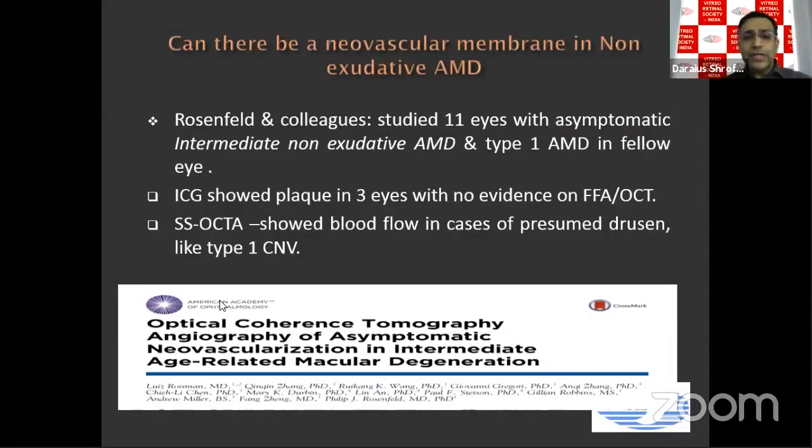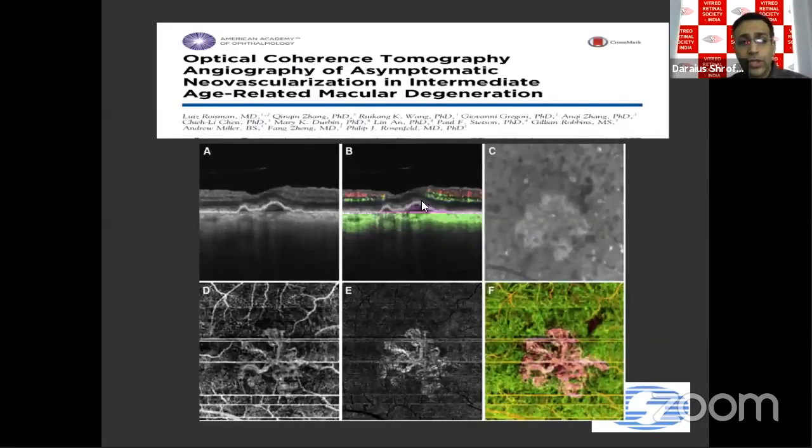So now comes the question: can there be a neovascular membrane in non-exudative AMD? And this is the phenomenal work of Dr. Rosenfeld and colleagues, who studied eyes with asymptomatic intermediate non-exudative AMD. They found that on ICG, a plaque was seen in 3 eyes with no evidence of anything on the FFA or OCT. And the swept source OCTA showed blood flow in cases which they thought were actually drusen. So you can see beautifully, this is what they thought were drusen, and when they did the swept source, they actually found this membrane underneath, a beautiful membrane, in fact.